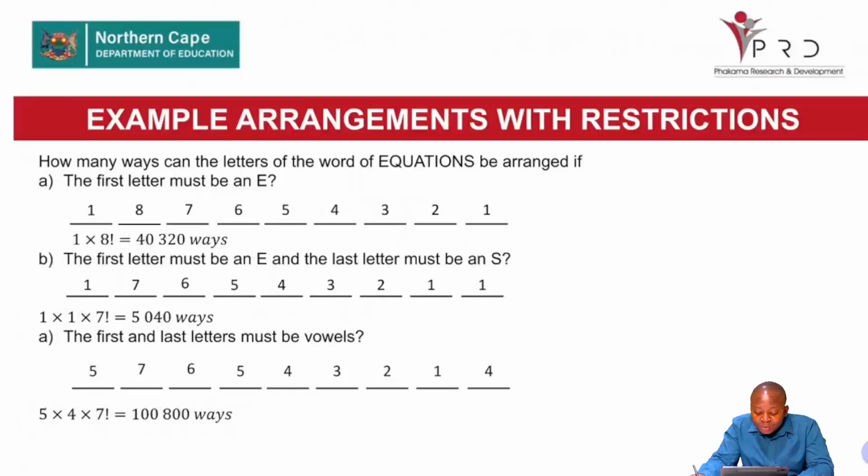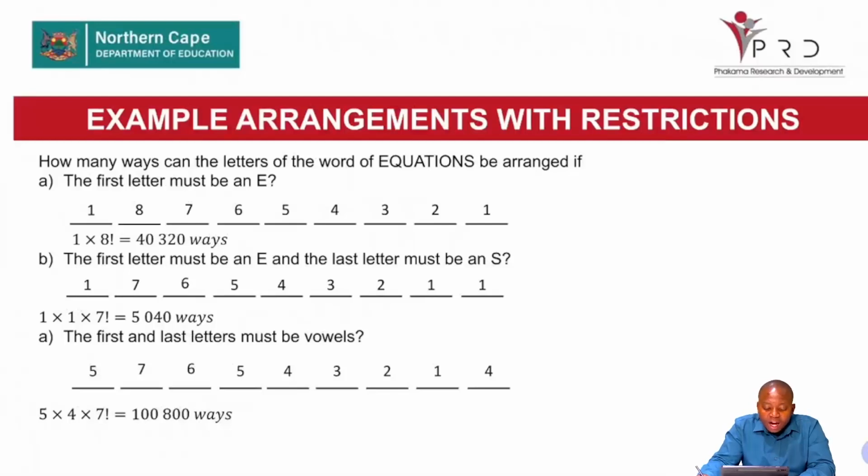Now, let us look at arrangements with restrictions. What are restrictions to say? We are saying restrictions is to say in a certain position, we are restricting to say we only want this certain event. No other event can be in that position. So that is a restriction in this case.